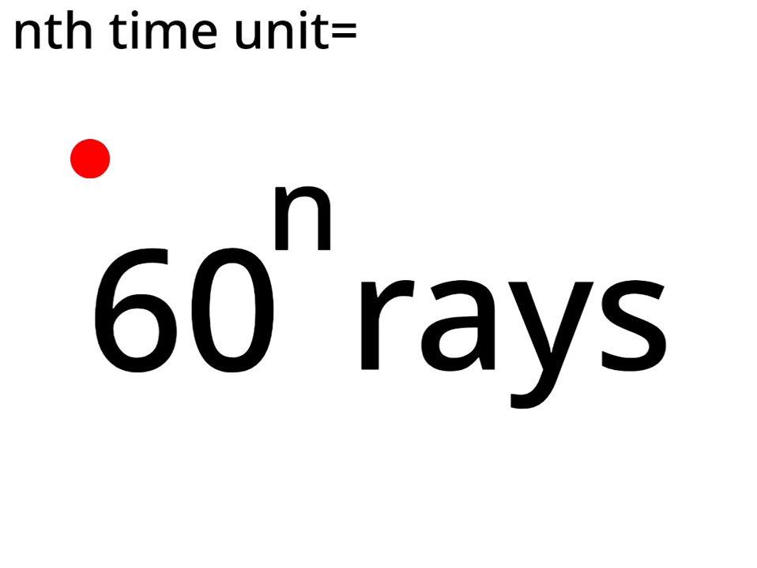So we can make this new formula where the nth time unit is 60 to the power of n rays, just to make it look more simple compared to 60 to the power of n minus 1 seconds.